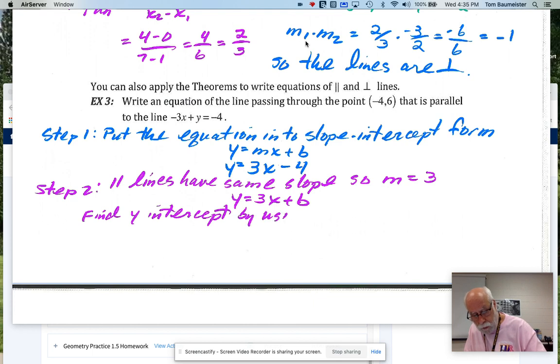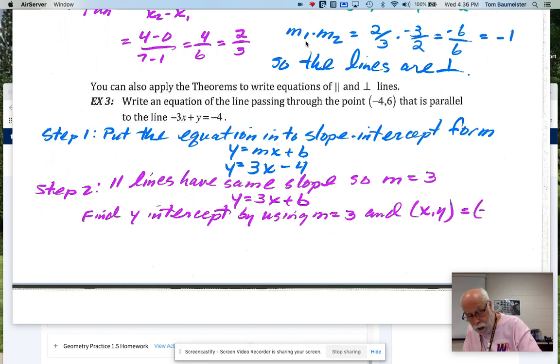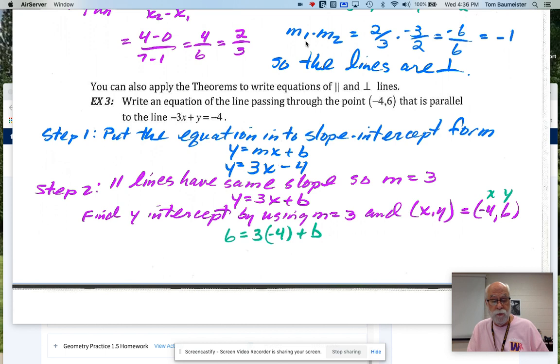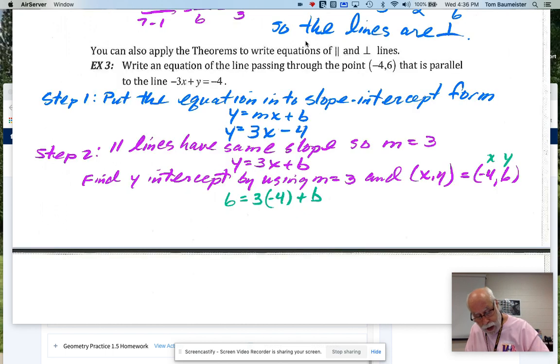By using m is equal to 3 and our point, which is an x, y, remember? In this case, it's going to be x is equal to negative 4 and y is equal to 6. So now I'm going to plug that in wherever I see y. So where I see y, I'm going to put in 6. Where I see x, I'm going to put in negative 4. And then we don't know what our y-intercept is, or our b, all right? So when I work this out, I'll get 6 is equal to negative 12 plus b.